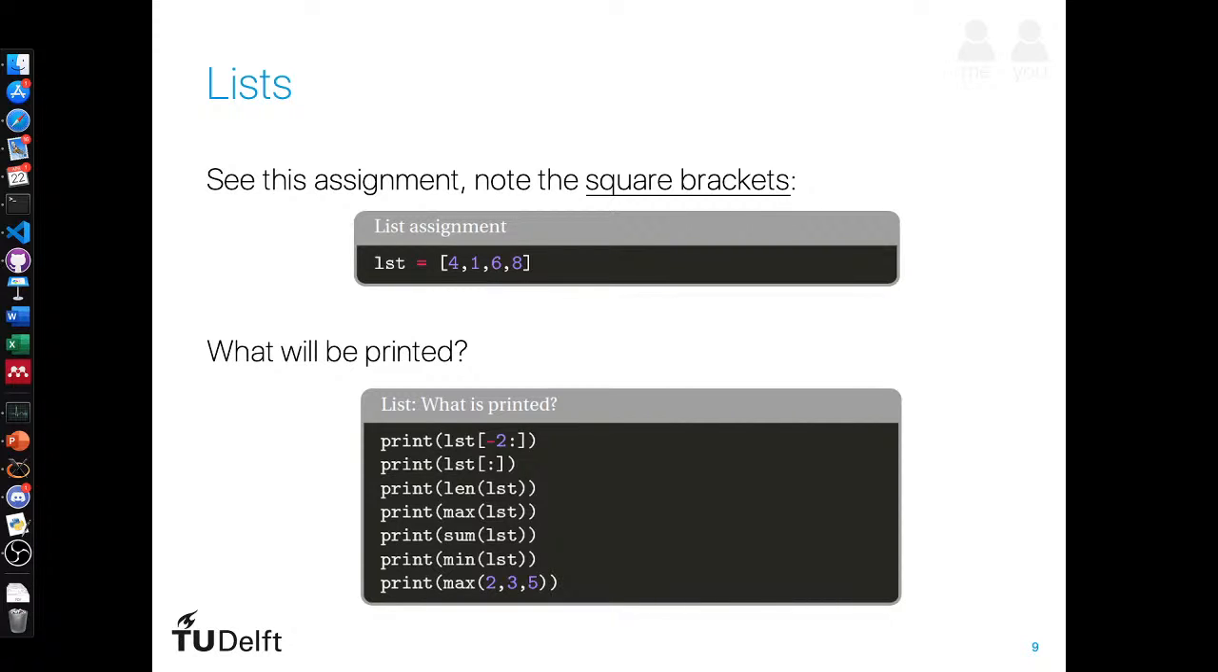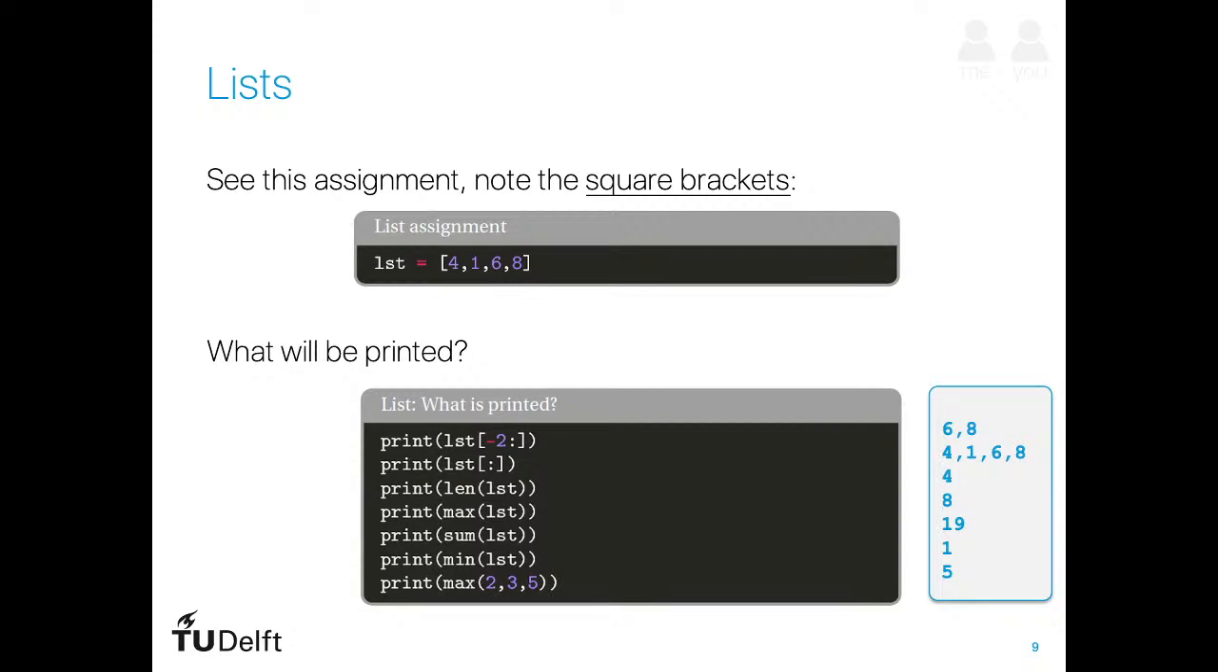Okay, pretty good. So indeed, I've seen a lot of good answers. With the first statement, we start at the one but last element and we use everything from the list from that point up until the end. So in this case, that's 6 and 8. If you use just a colon, you are basically saying, I want everything from the list. So indeed, you then also just get 4, 1, 6, and 8.